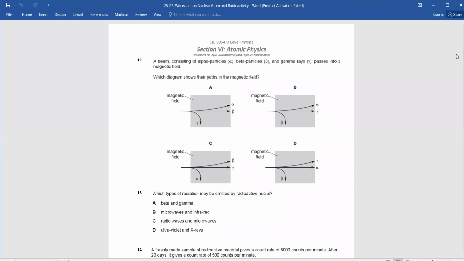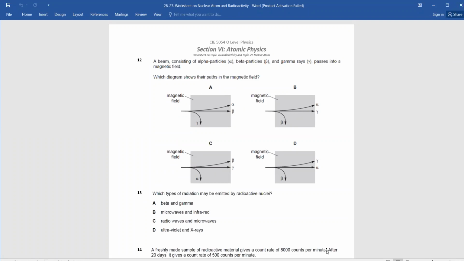Just give me a minute. Yeah, question 12. You can see the screen, right? Yes, I can see. Question 12. A beam consisting of alpha particles, beta particles, and gamma rays passes into a magnetic field. This diagram shows their paths in the magnetic field. Which diagram shows their paths in the magnetic field? B.